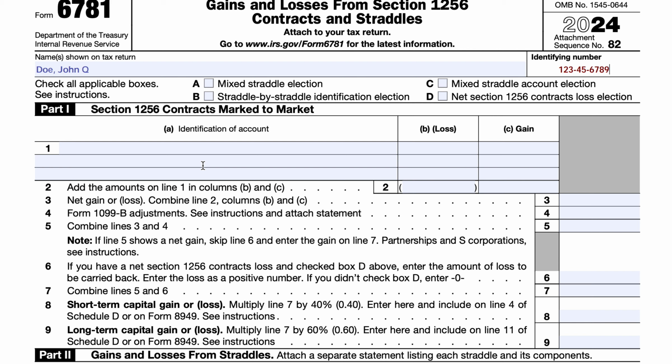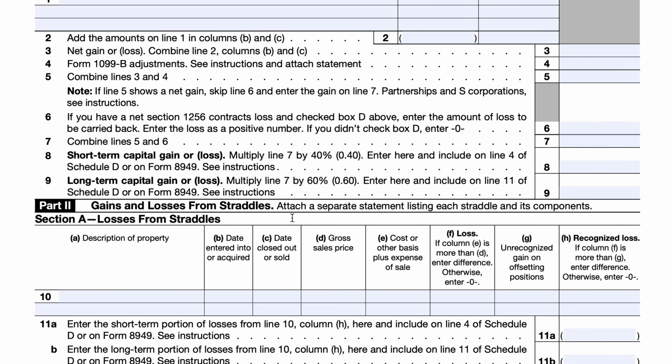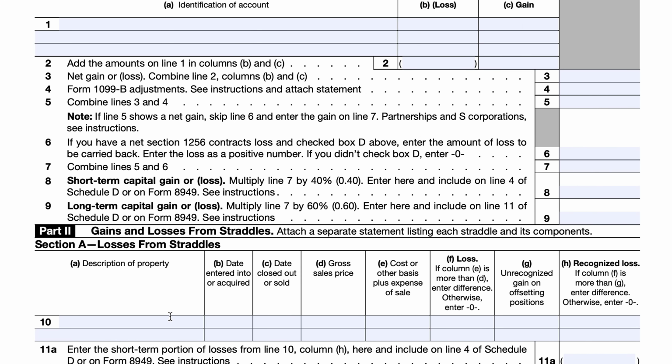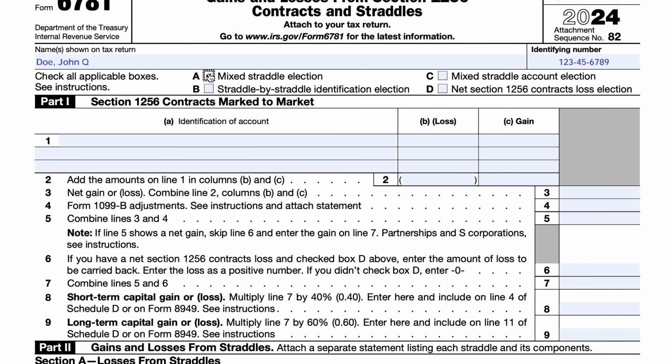So if you do make that election, it applies for all later years, and you cannot revoke that election without IRS consent. So if you've previously made the election, or if you're choosing to make it, then you would check box 1, and then any Section 1256 contracts go into part 2 instead of in part 1. That's what that means.